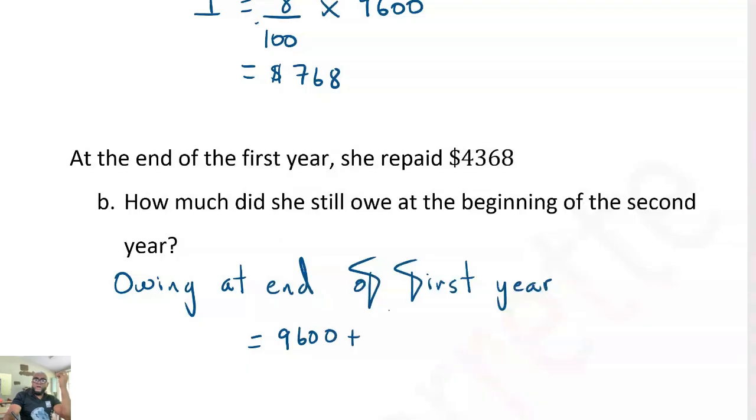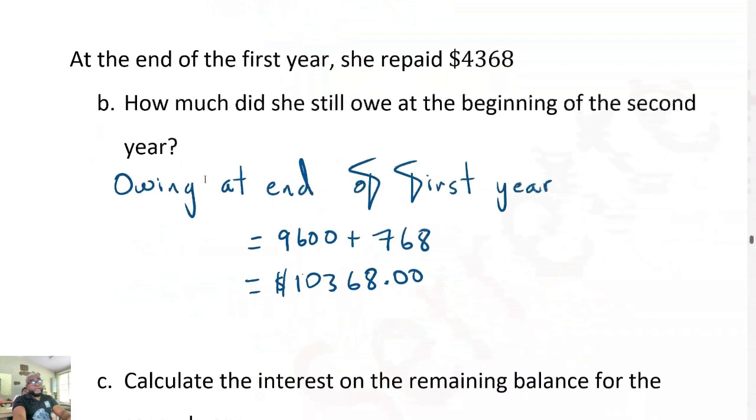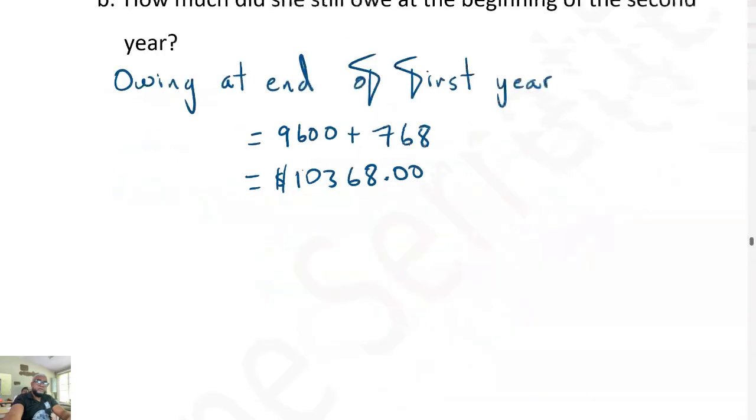And how much did she owe in interest after the first year? 768. So how much is she owing at the end of the first year? This is the principal, and this is how much the interest came up to. So she is owing 10,368. Right. That's how much she is owing. But how much did she pay off here? 4,368. So we go to the beginning of the second year, right?